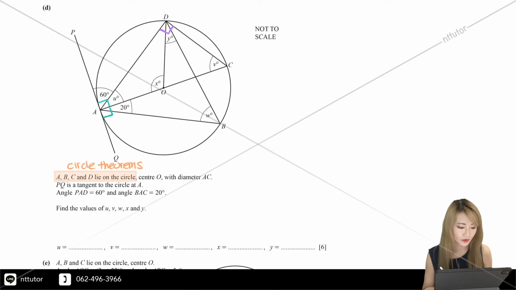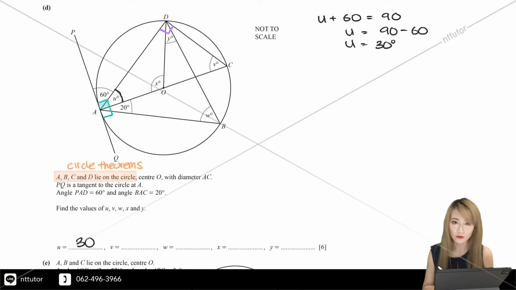So if we find out u first, we can find out u from the fact that the angle over here, OAP, must be 90. Therefore, u plus 60 must equal 90. And therefore, we can solve for u, and u equals 30 degrees. Okay, after you find out an angle, try to label it on the diagram because it might become useful for the other angles. So that's 30 now. And then we want to find v.